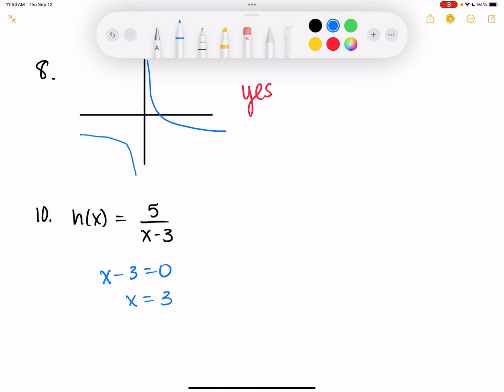And so from there, my domain is negative infinity to 3, not including 3, union 3 to infinity. So what that tells me is I can have any number that you can think of, just not 3. Okay, when we get to finding vertical asymptotes, we'll find those the same way.